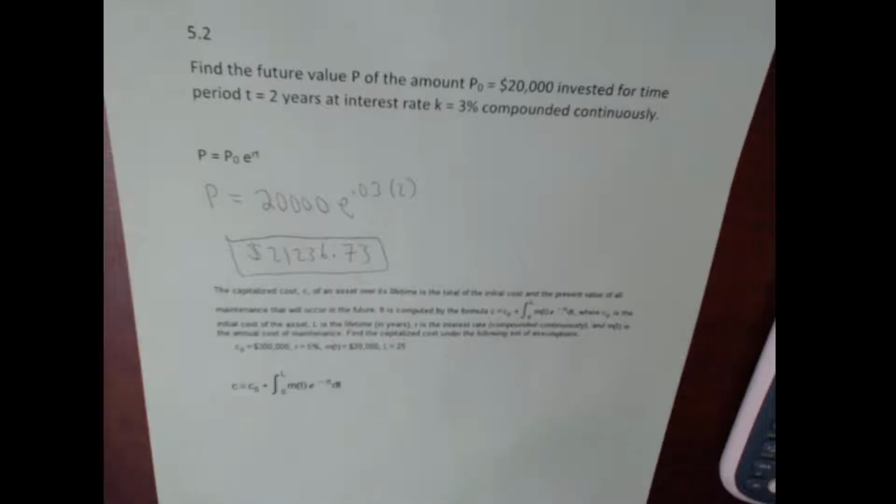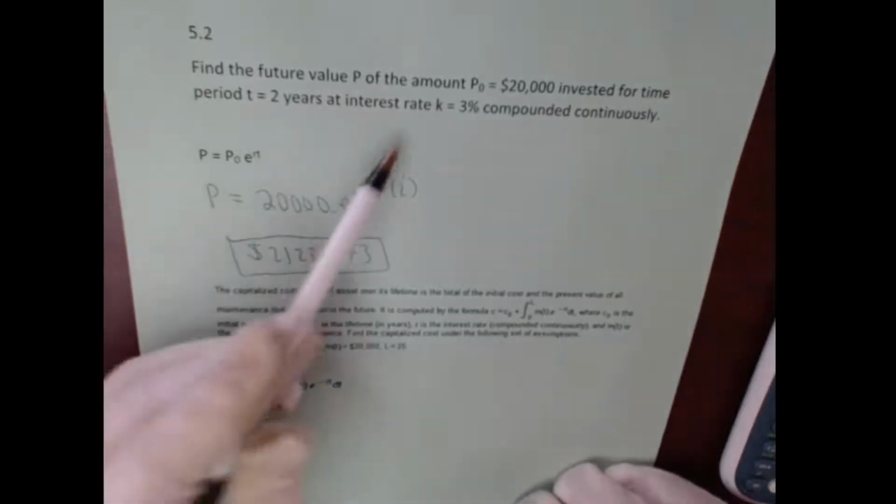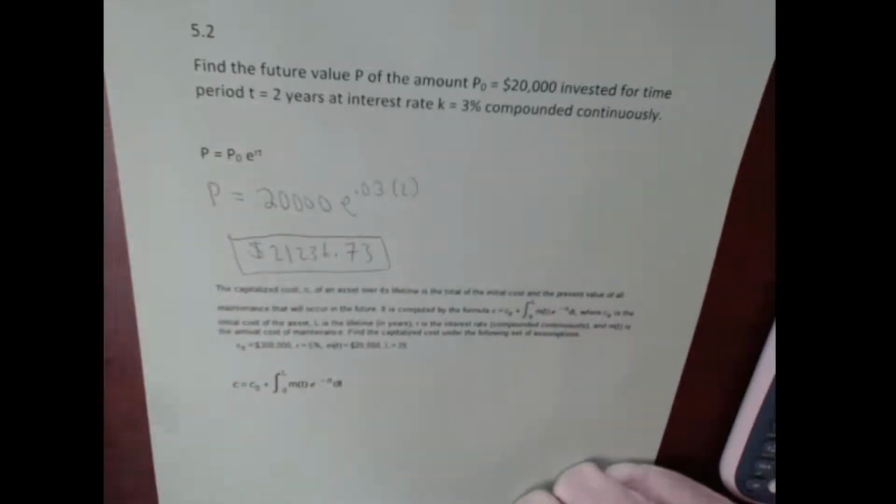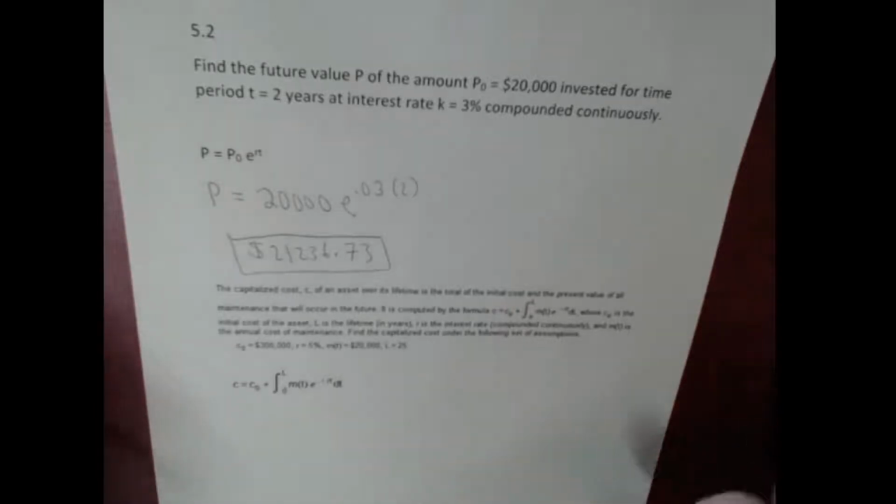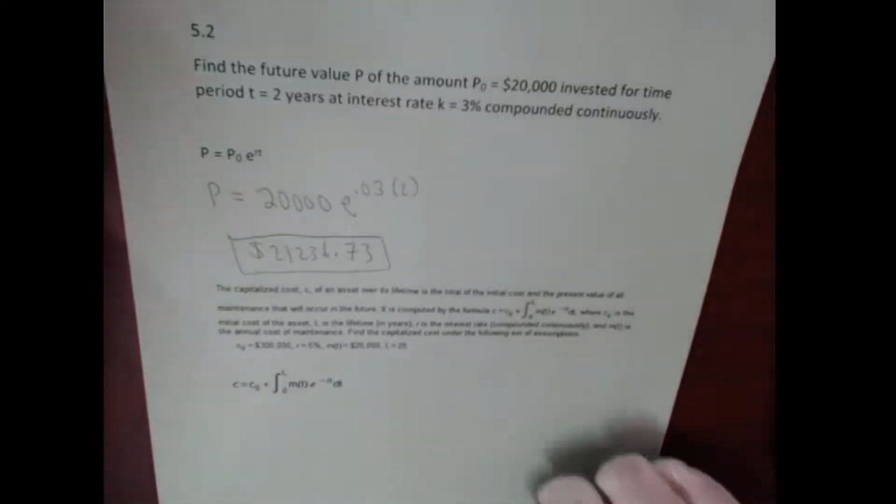That 20,000, if compounded continuously at 3% for 2 years, increases in value to about 21,000. So you can see that's about a 5% growth, a little bit more, maybe 5.5% growth from the original amount. Let's try doing one with some actual calculus in it.